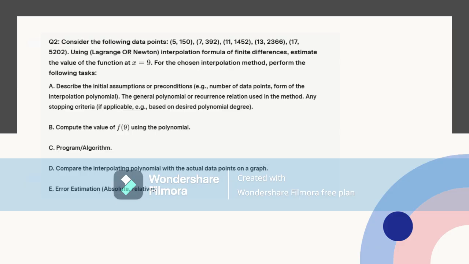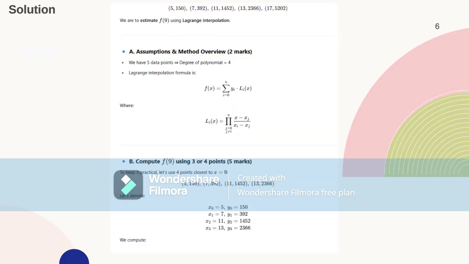Question B. Compute the value of f of 9 using the polynomial. Question C. Program or algorithm. D. Compare the interpolating polynomial with the actual data points on a graph. Question number E. Error estimation, absolute or relative. Solution of the above question.